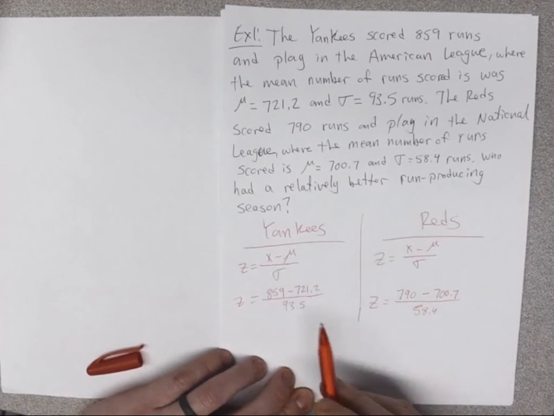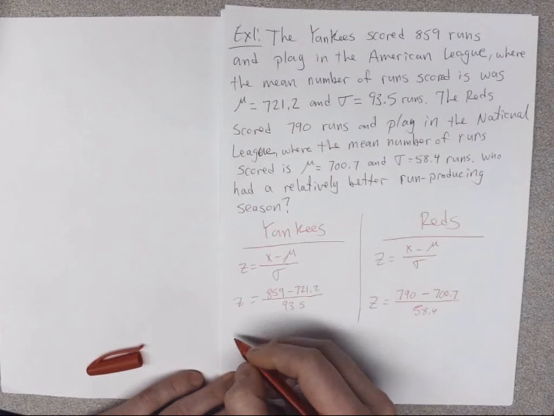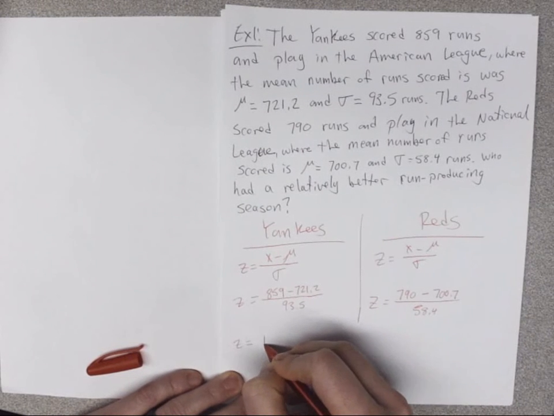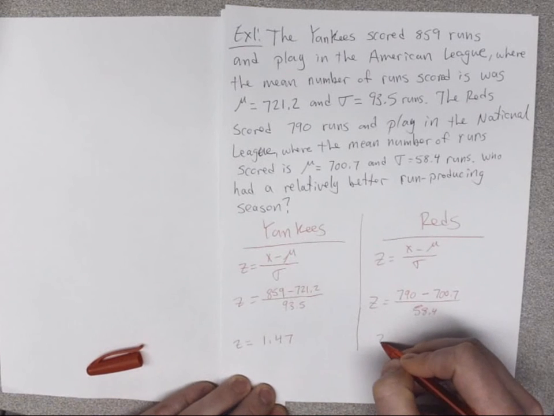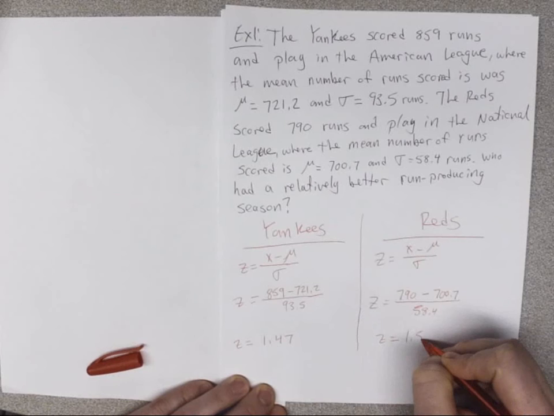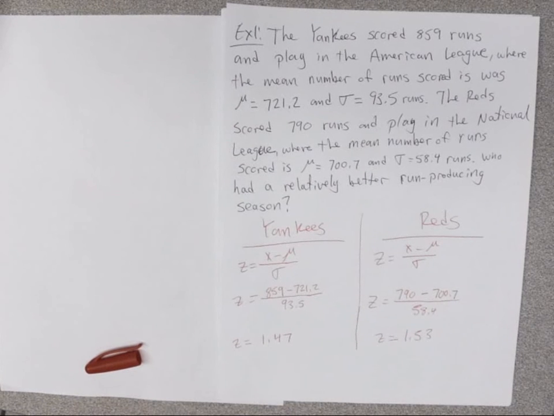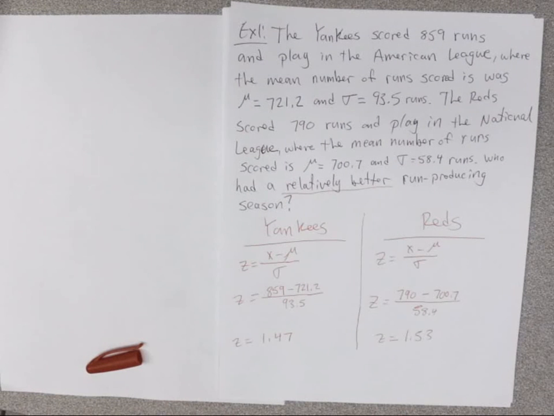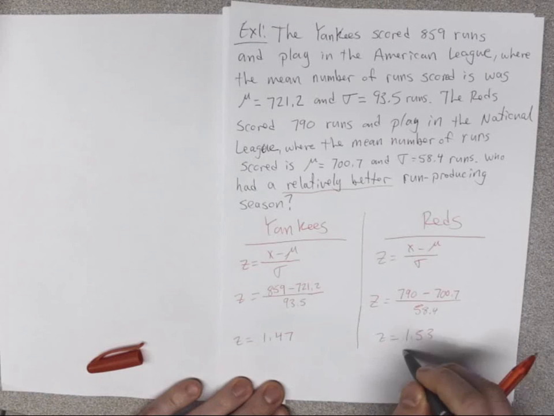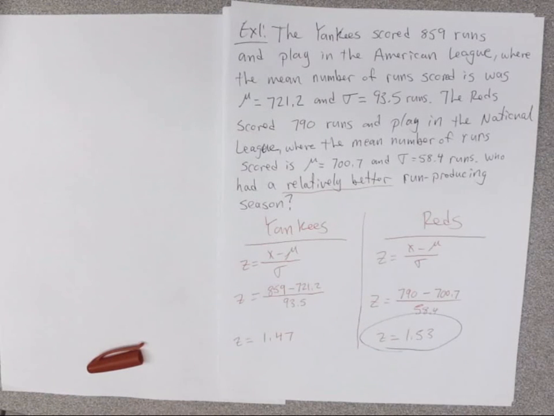All right, so you subtract these two, divide by 93.5, and here you get 1.47 standard deviations away from the mean. And over here, you do the same thing, and you'll get 1.53 standard deviations away from the mean. Just based on this information, we can now determine who had a relatively better season, and relatively better season is the key word. In this case, whoever has the highest z-score had a relatively better season. So that would mean the Reds did.